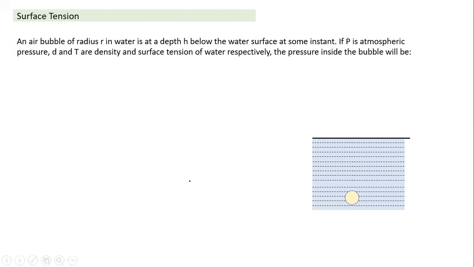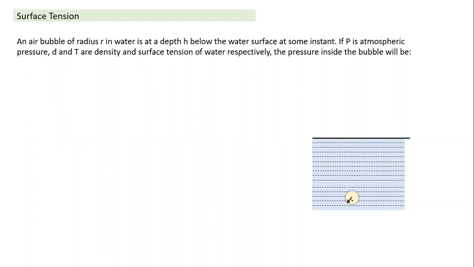Okay, this is a fairly simple question to understand about an air bubble. An air bubble is one special thing we need to keep in mind. So there's an air bubble of radius r at a depth h. Again, every time the question may not mention this.